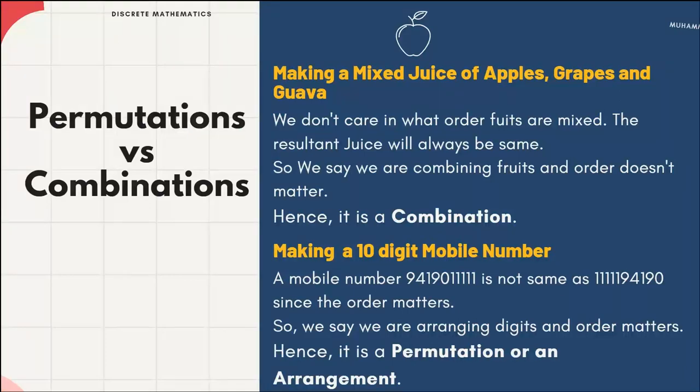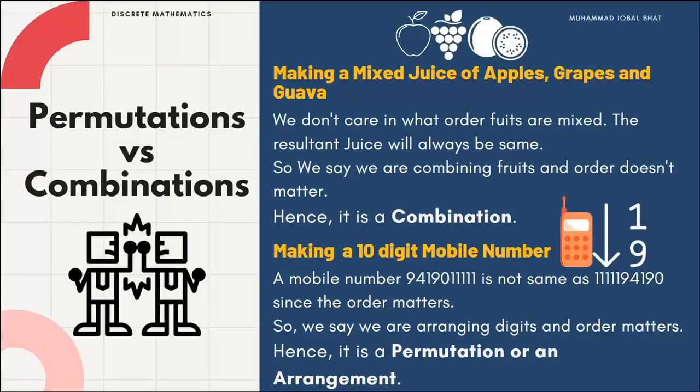Now let us move to permutations versus combinations. What is the difference between permutations and combinations? Let us take two examples. The first example is making a mixed juice of apples, grapes, and guava. So you are given three kinds of fruits and you have to make a juice out of these three fruits.